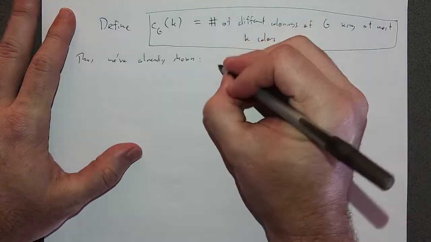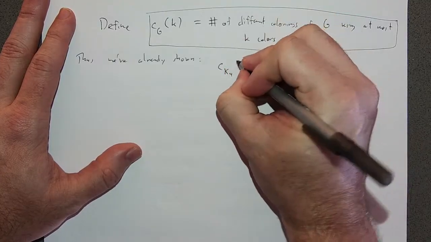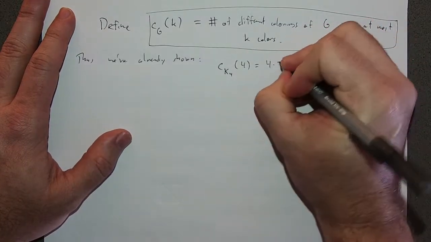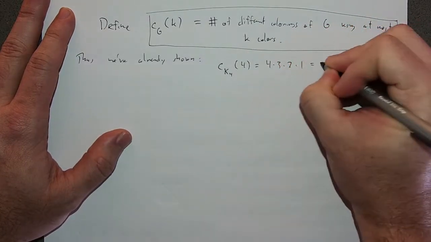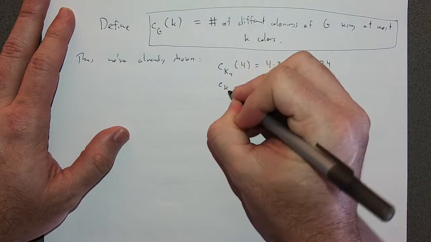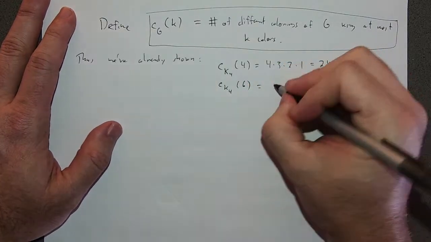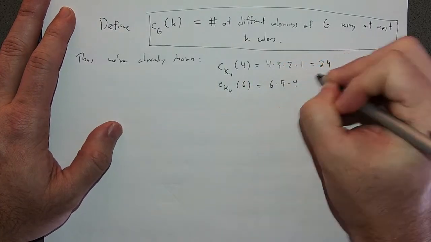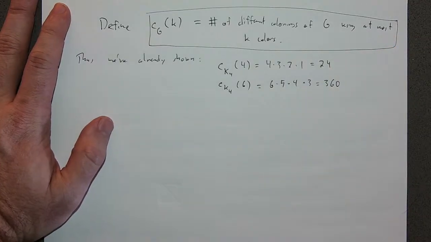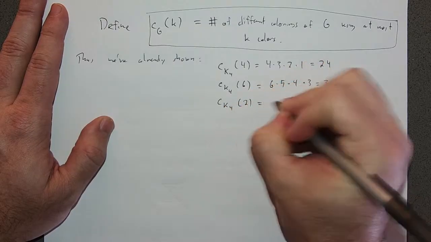We have already shown that C sub K4 of 4 is 24. This is 4 times 3 times 2 times 1. This is 24. We have shown that C sub K sub 4 using 6 colors was 6 times 5 times 4 times 3, which is 360. And we've shown that C sub K sub 4 using 2 colors is 0.